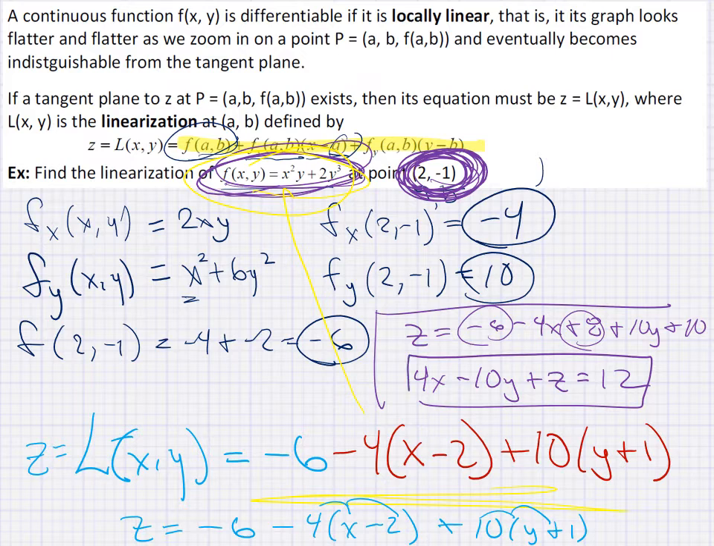I get that. You should notice that as the equation of a plane, right? That is the exact formula for the general form of a plane. So this is the equation of a plane, specifically the tangent plane. And the tangent plane is the linearization for a surface in two variables.